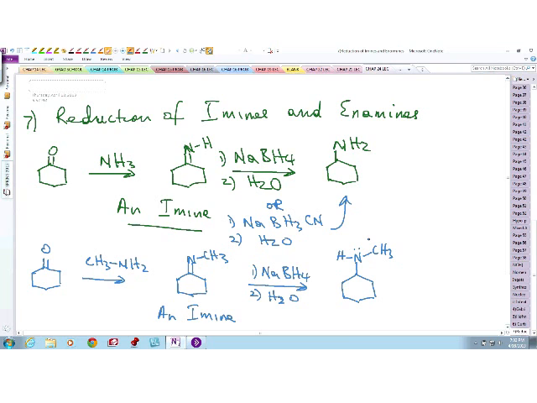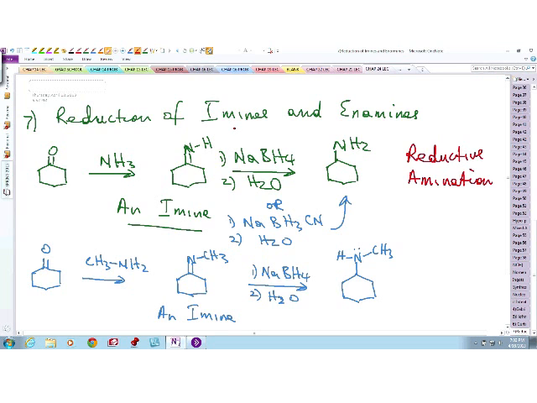Now, supposing we want to make a tertiary amine. By the way, all of these methods here we call reductive amination. So amination simply means you are forming a carbon-nitrogen bond, and then subsequently you perform a reduction reaction, in this case adding hydrogen across the carbon-nitrogen bond for the most part.